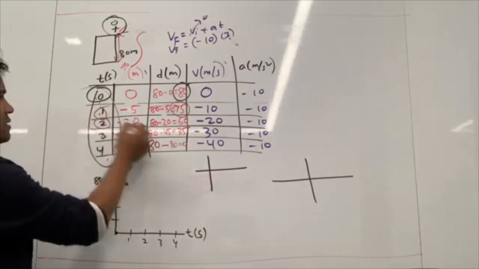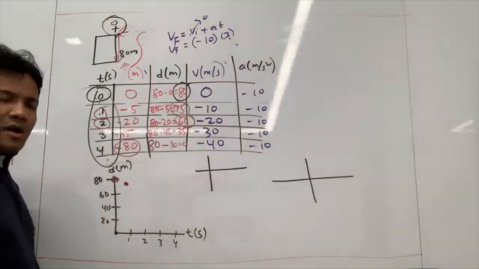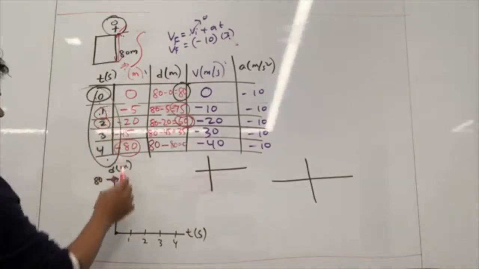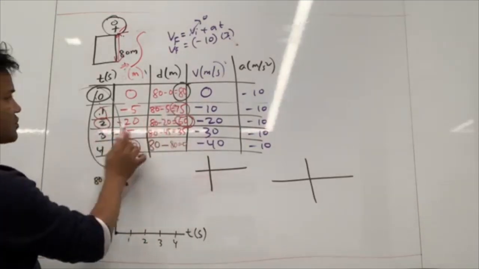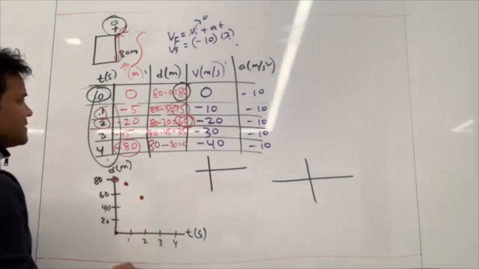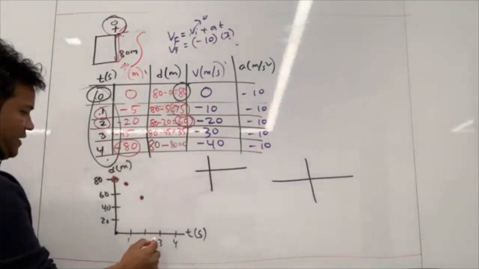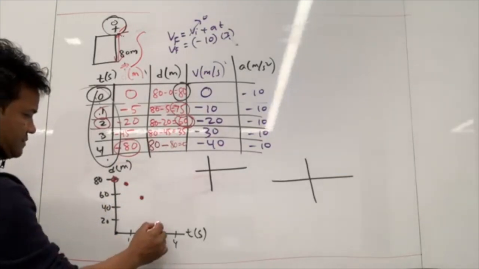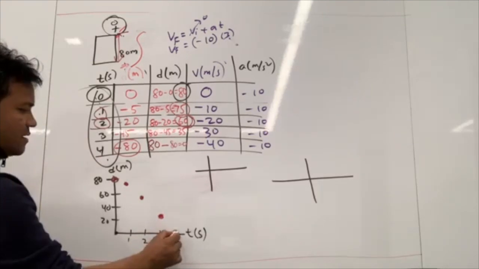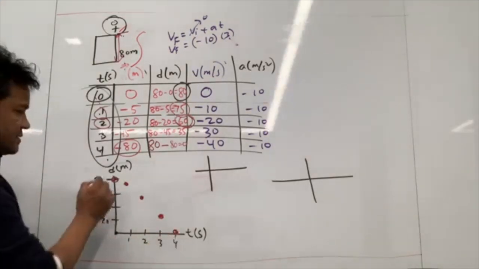At 2 seconds, ball is at 1 second, ball is 75. At 2 seconds, 60. At 3 seconds, 35. At 4 seconds, ball is at ground.